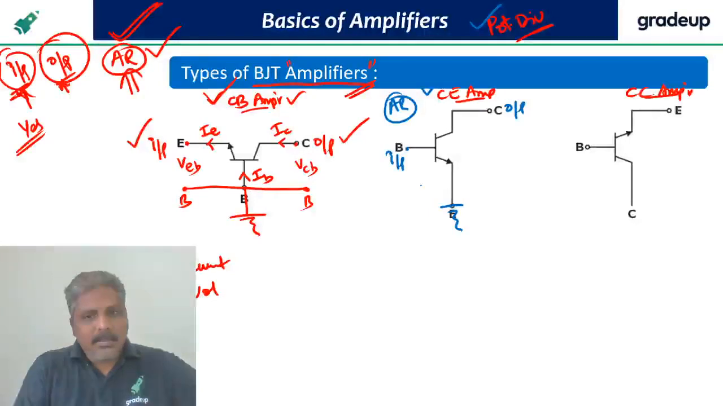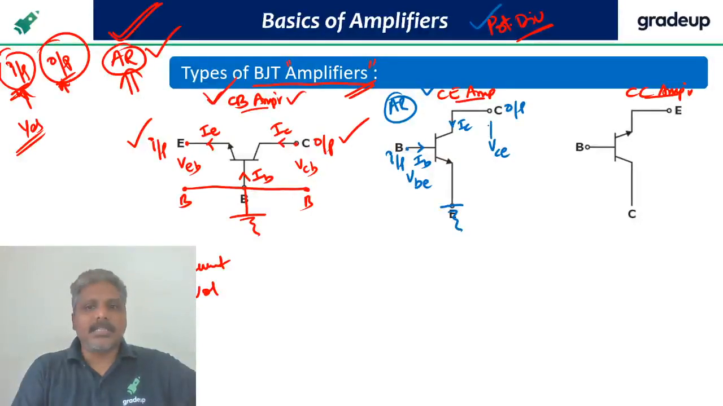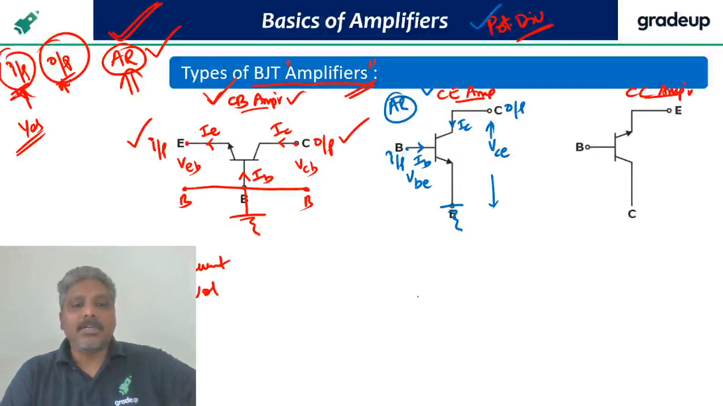Then what is the input voltage? VBE is the input voltage. What is the current here? IB. What is the current here? IC. And what is the voltage here? VCE. See the notations, guys. Notation is very, very important. AC voltages and AC currents I am talking about.